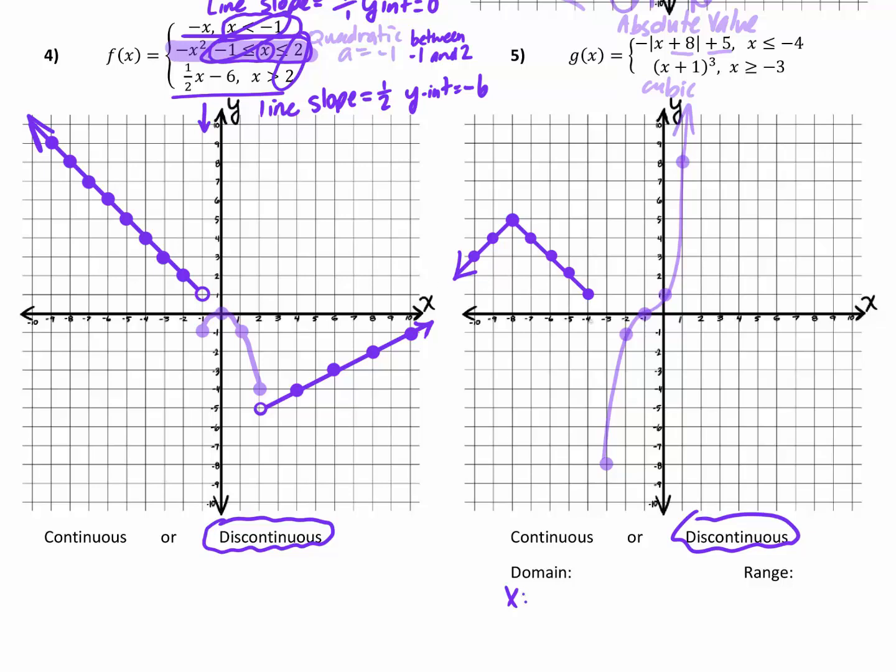So because we only go up to -4 and there is a gap at -3, we have to report that down in our domain. So the x values go from -infinity to -4. We are allowed to stand on -4. And then they pick back up here at -3. We can stand on that location right there. And then we go to infinity.